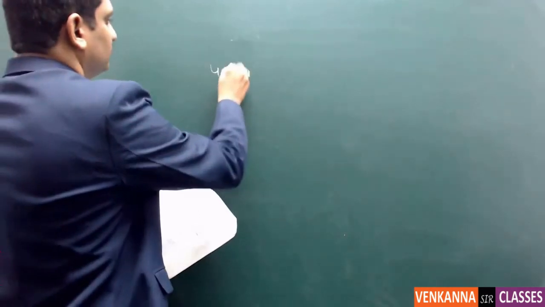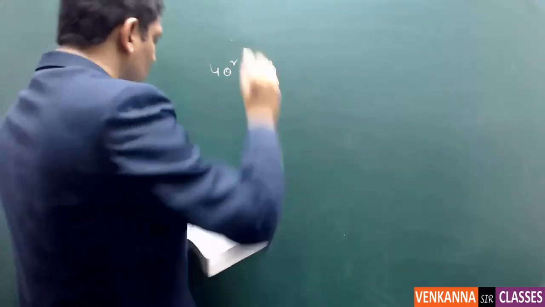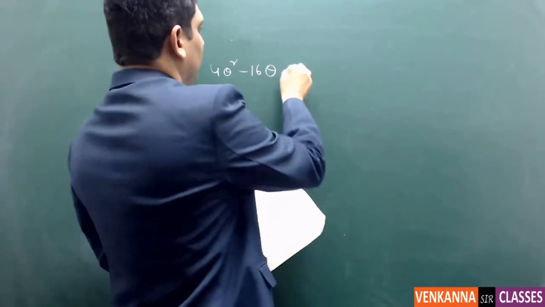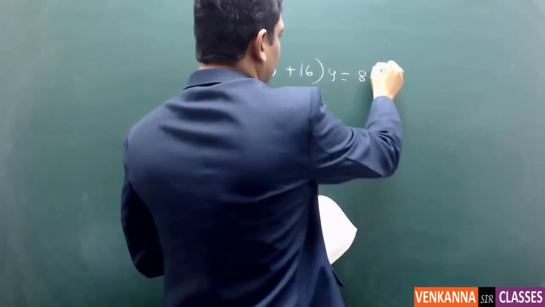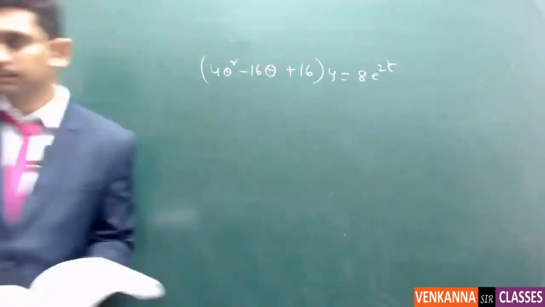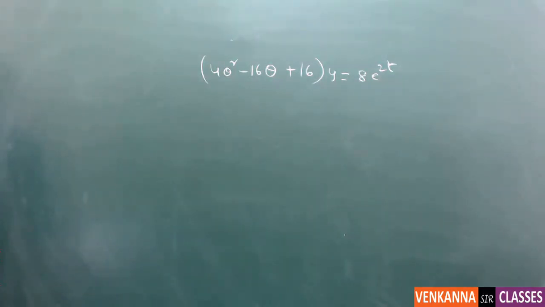So on substituting these values, you are going to get the function as 4 theta square minus 16 theta plus 16 of y is equal to 8 e power 2t. Accepted? Please check. Fine. If everyone has achieved this step, I will go further.